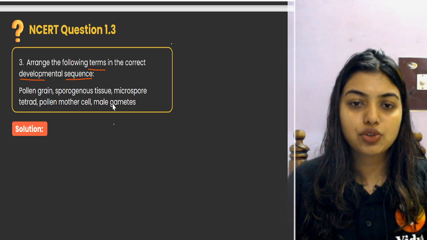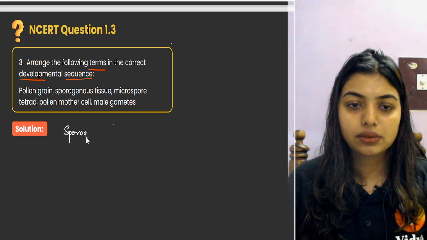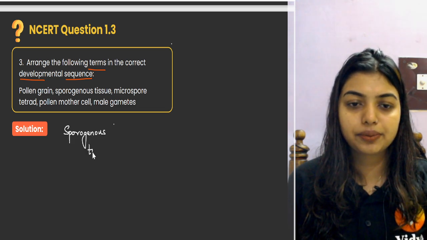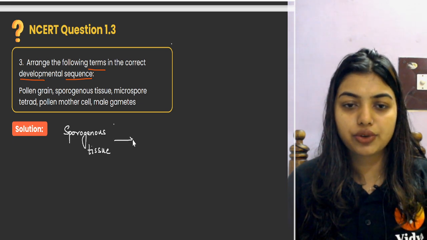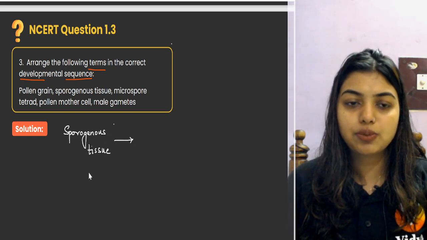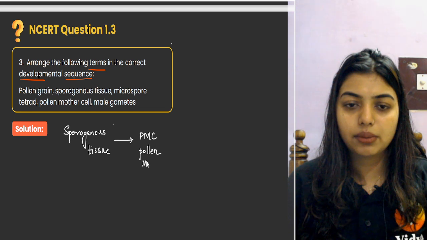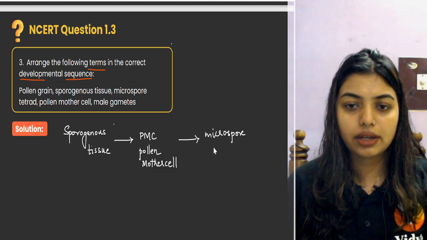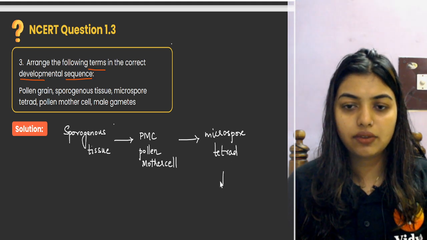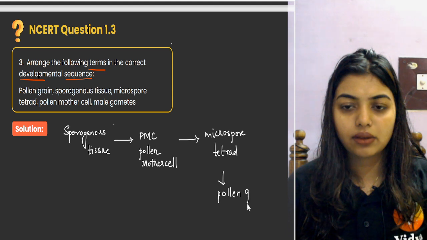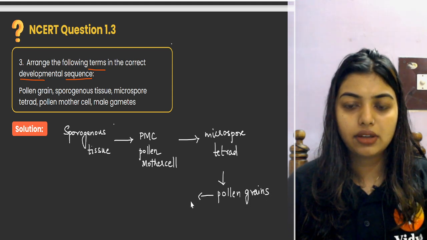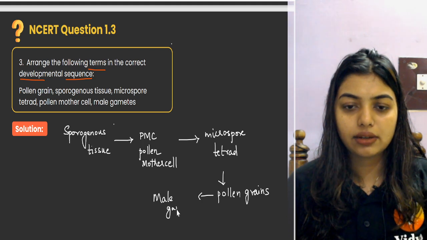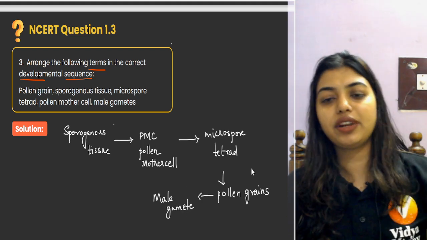See, we have pollen grain, sporogenous tissue. So I'm going to start with sporogenous tissue. This sporogenous tissue is going to undergo meiosis. In this sporogenous tissue you can also write pollen mother cell. That will form what? Obviously it will form microspore tetrad. That microspore tetrad will form pollen grains. Pollen grains will have the male gametophyte. So male gamete. Done.